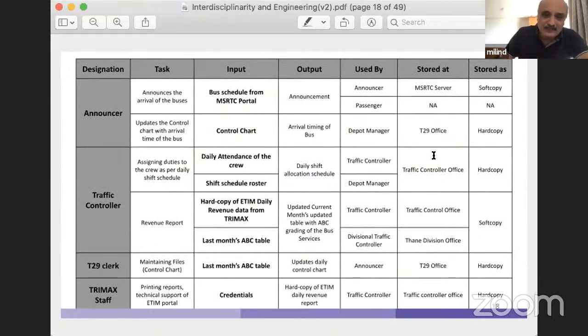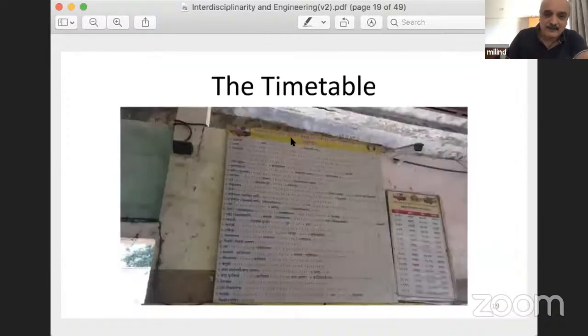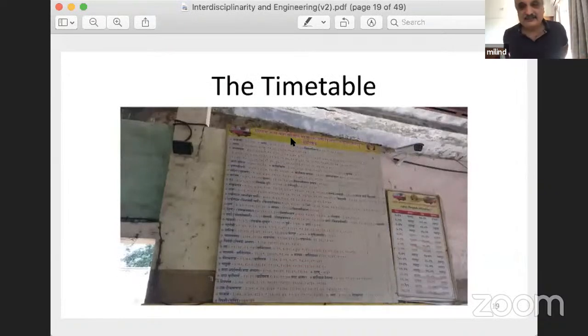So again, this is my description, or my student's description. So there are many units. What are the inputs and outputs? One can easily describe. Okay, so let's look at the first data set, which is the timetable.